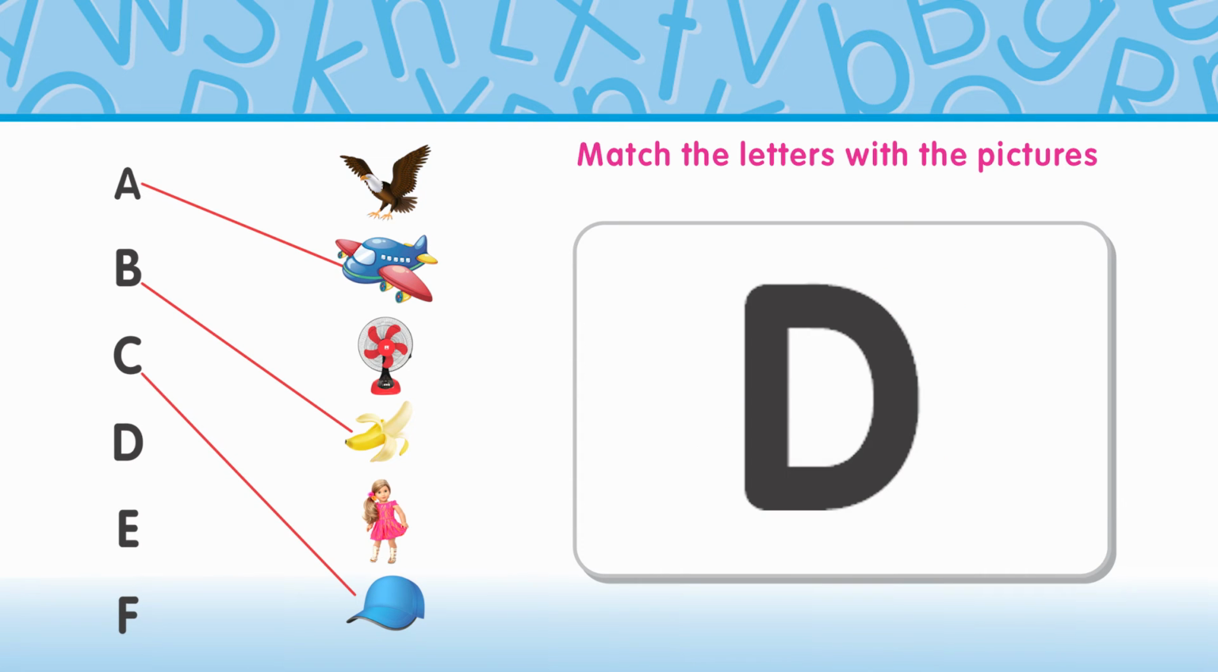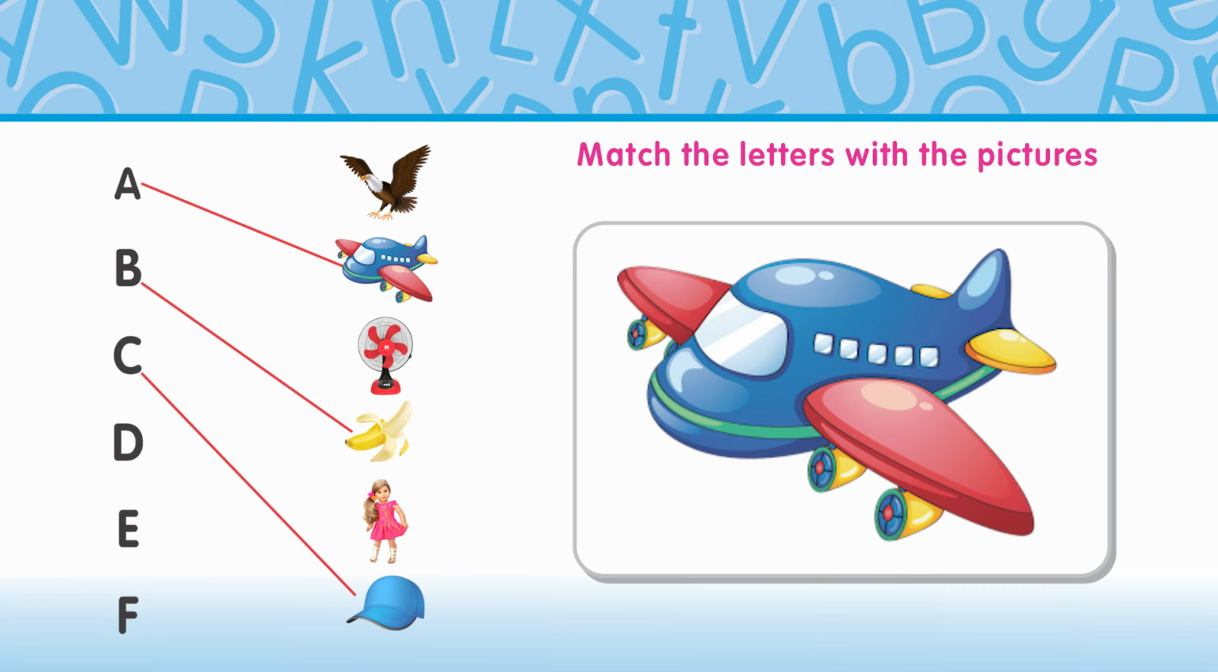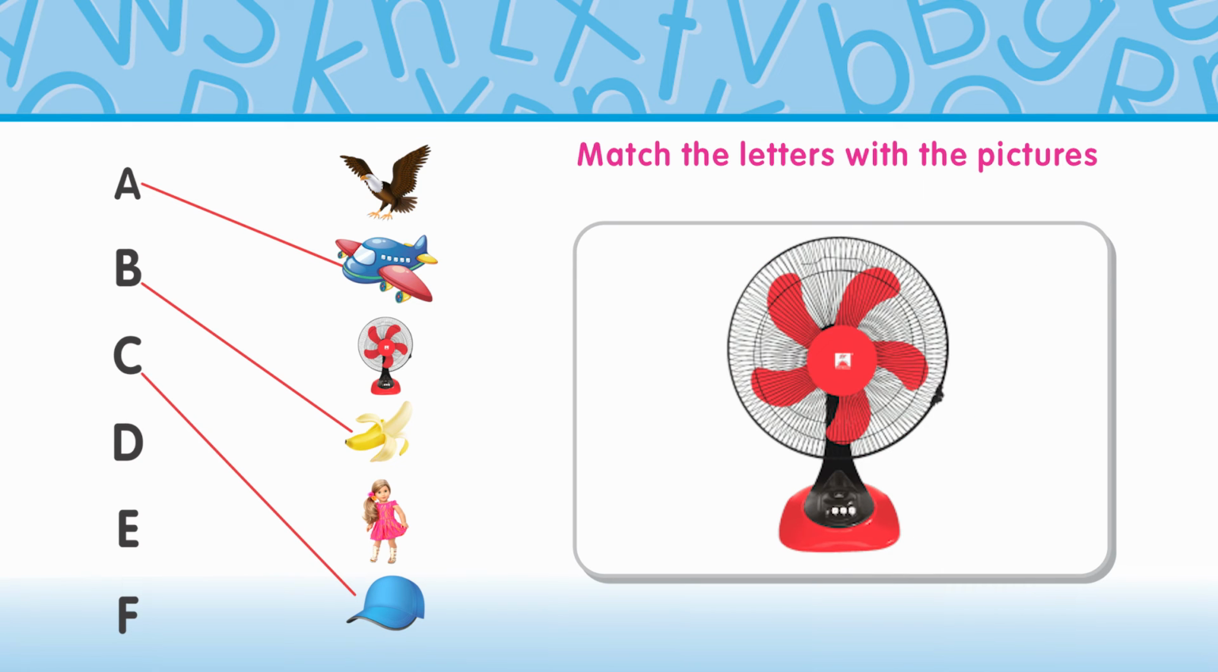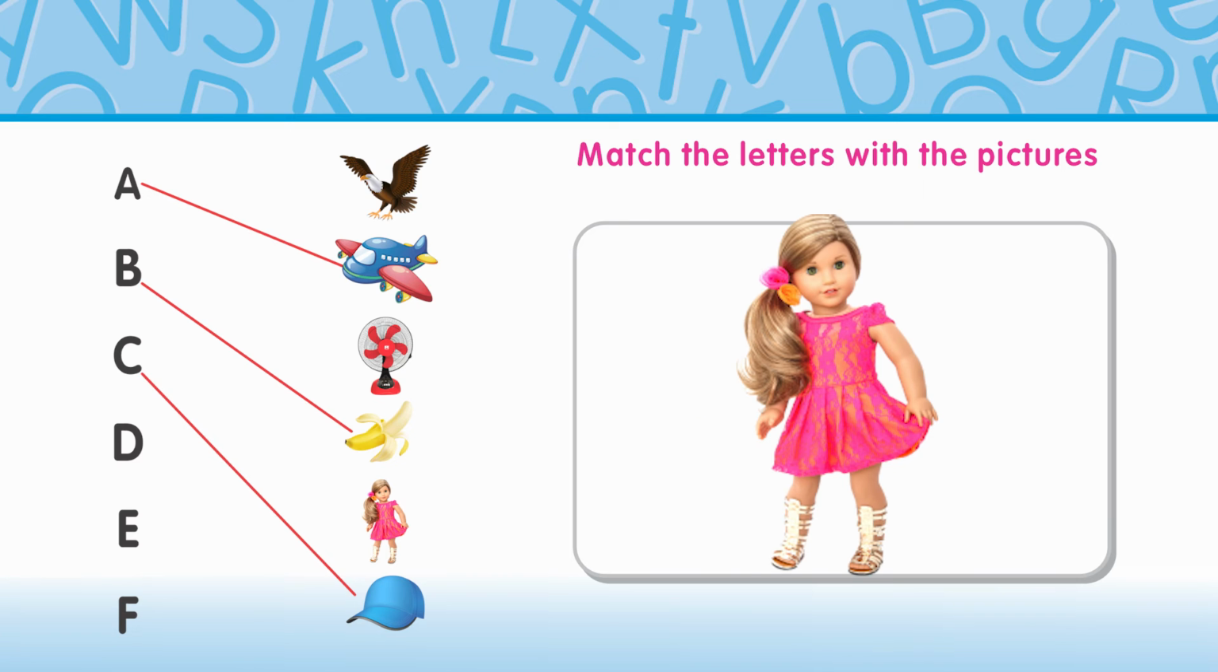D stands for doll. Now we search the picture of a doll. Eagle, aeroplane, fan, banana, doll. Yes, this is the picture of a doll. So we match D with the picture of a doll.